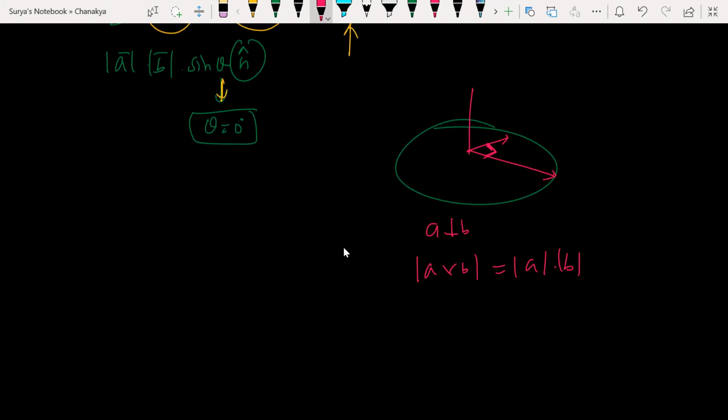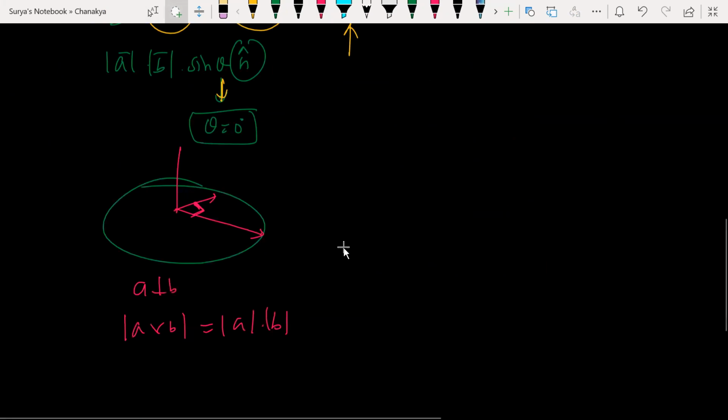ठीक है? All right. This is also a property. Please take this. This is also a property. Okay.